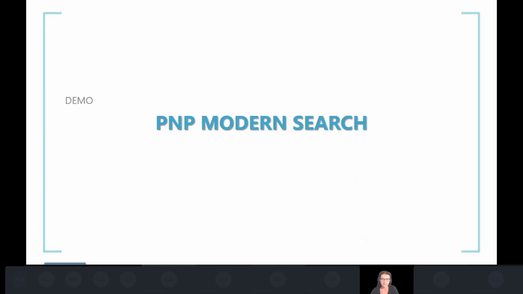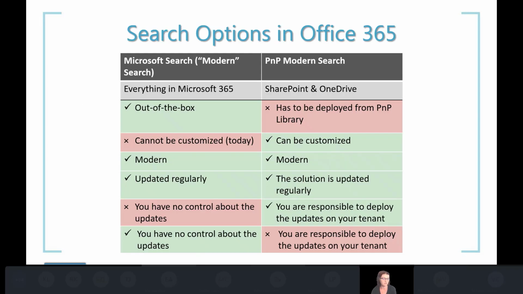Okay, let's talk about the PnP Modern Search web parts. Basically, I already told you that we have those two options in SharePoint Online. We have the Microsoft 365 Microsoft Search, which is out of the box. And we have the PnP Modern Search. We also still have the classic search available in SharePoint Online, but I'm not going to talk about classic search today because it is legacy.